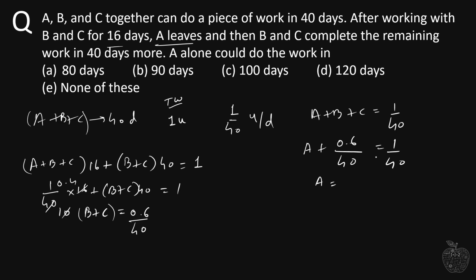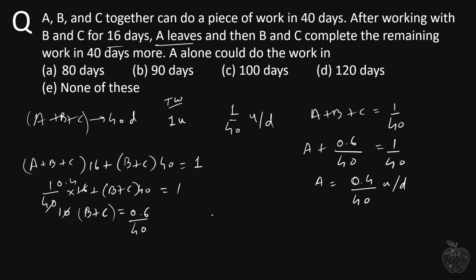So we get A equals 1 minus 0.6, which is 0.4, divided by 40. Now this is A's work. So A can do 0.4 by 40 units per day. And the question is asking us, A alone can do the work in.